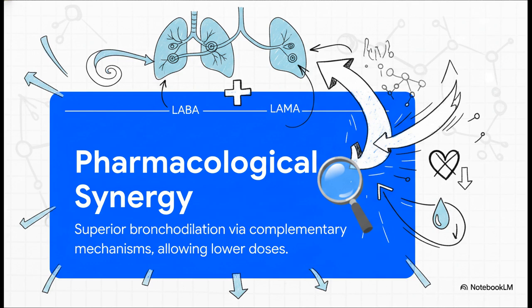Why? Because they target totally complementary neural and smooth muscle pathways. You're attacking bronchoconstriction from two totally different angles: the beta-2 adrenergic system and the muscarinic system. And the best part about synergy? It means you can often use lower doses of each individual drug. That significantly improves the safety profile and keeps your patients from dealing with those nasty, jittery side effects.